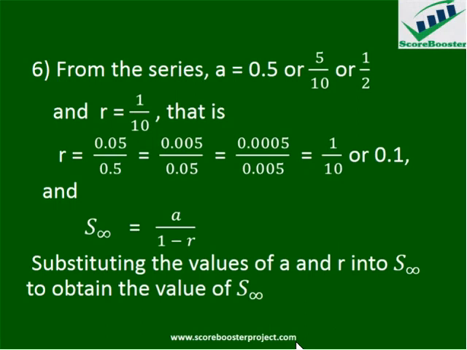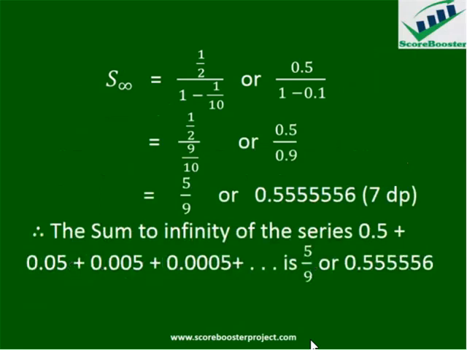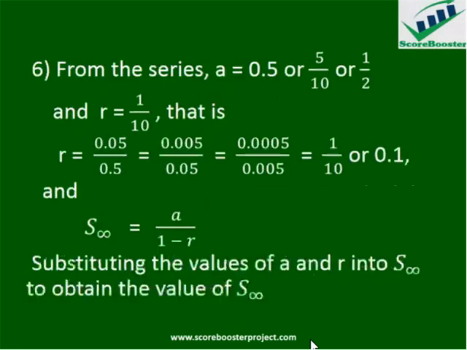So in the sixth question, we are also given a geometric series in form of decimal. So we identify the first term in that series as 0.5, which can be written as 5/10 when converted to a fraction, and 5/10 is same thing as writing half.